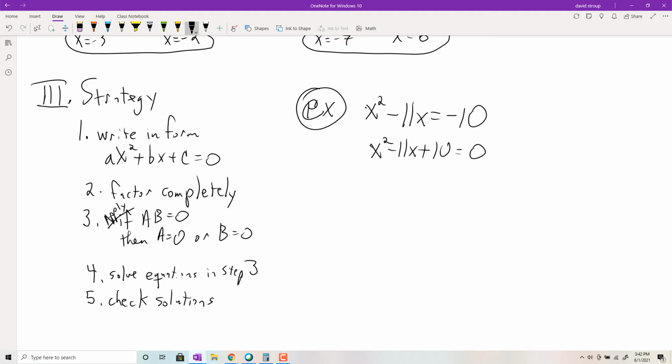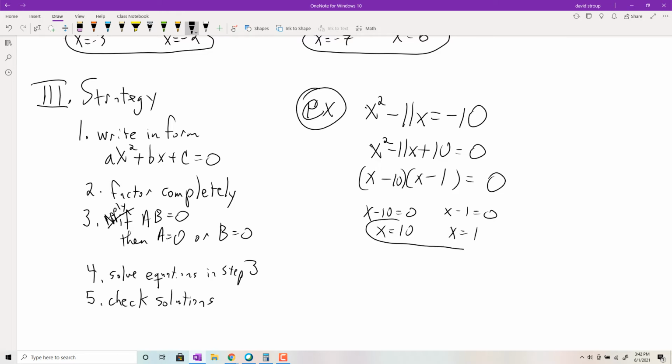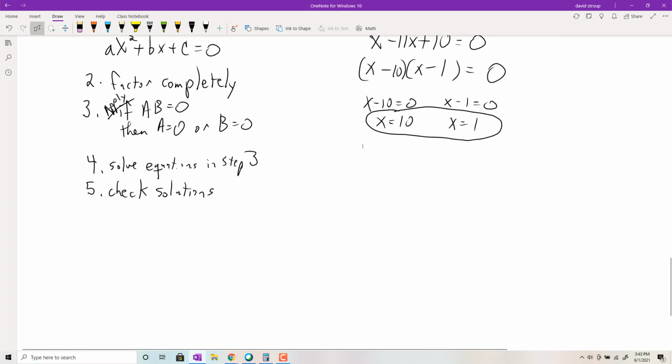Now I'm going to factor it. So it looks like an x minus scenario. And then 5 and 2, nope, 10 and 1, yep. Then set each factor equal to 0. So it looks like we have x is 10 and x is 1. And those will be our answers. And you could check them if you want to. I generally don't. But if you did everything right, it should be right.